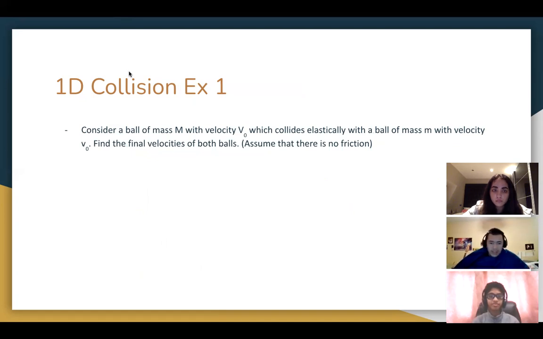Consider a ball of mass M with velocity V naught, which collides elastically with a ball of mass little m with velocity little v naught. Find the final velocities of both balls. Assume there's no friction. This one is tricky, so we'll give you 3 seconds to pause, but this is definitely the most optional chance to pause because it's a long problem.